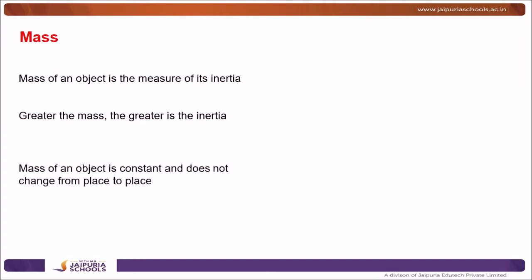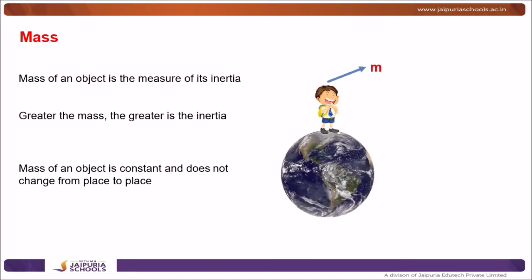And students, the mass of an object is constant and does not change from place to place. In the entire universe, your mass will be constant everywhere. For example, if your mass on the earth is m, it means at any planet or at the moon your mass will be m. There will be no change in your mass because mass is a constant property of the object.